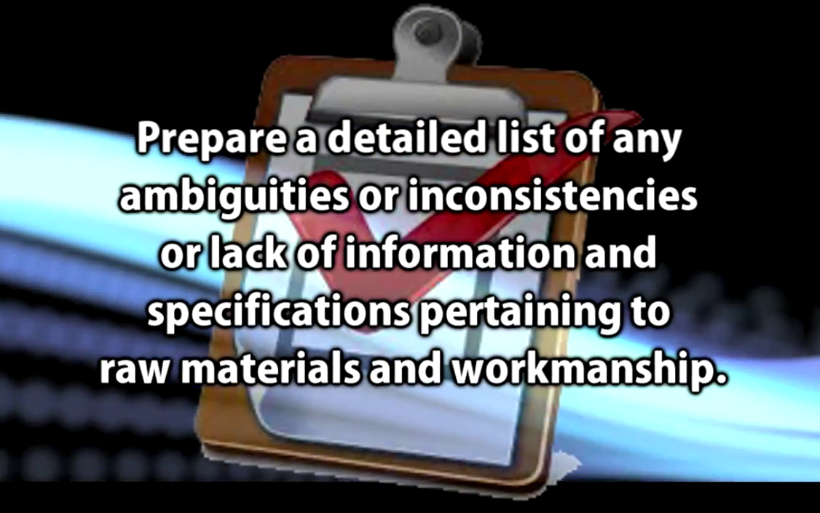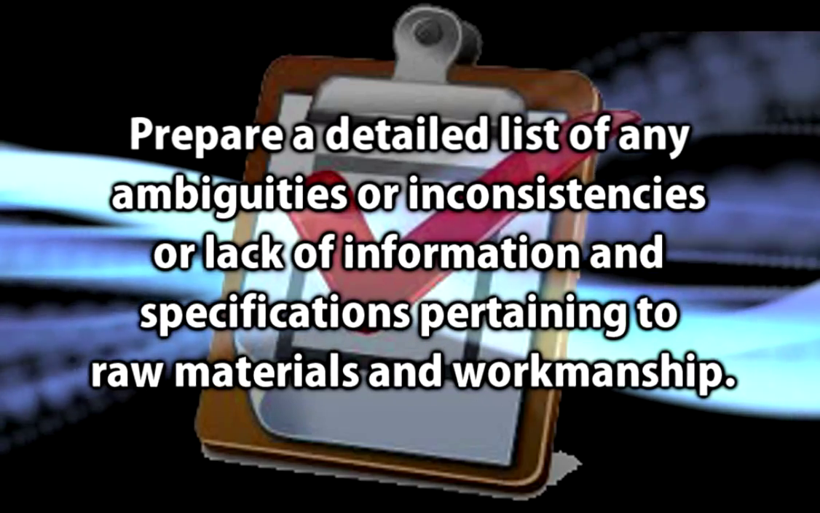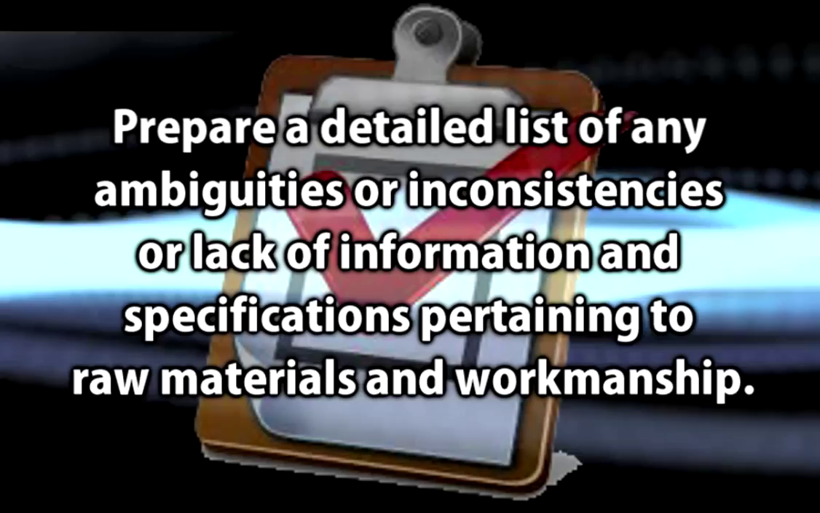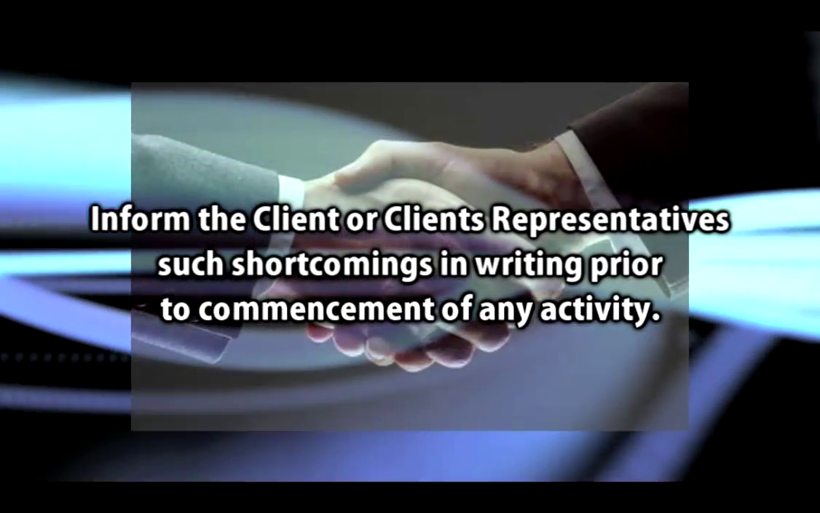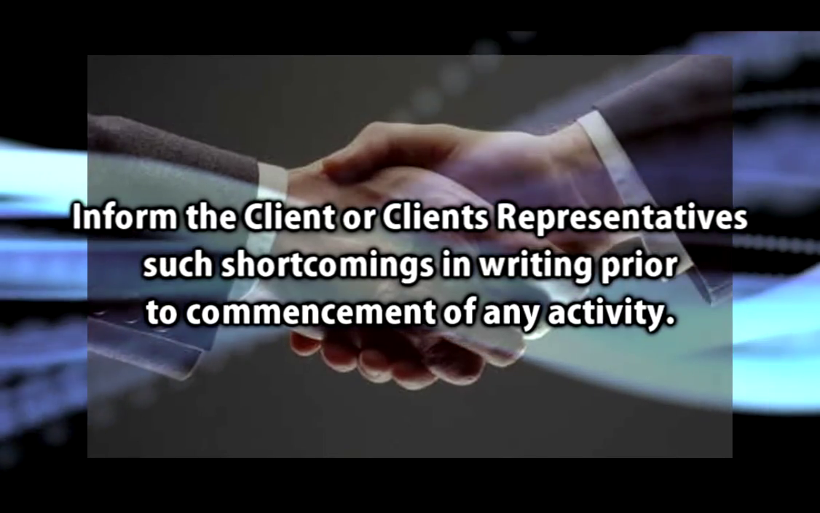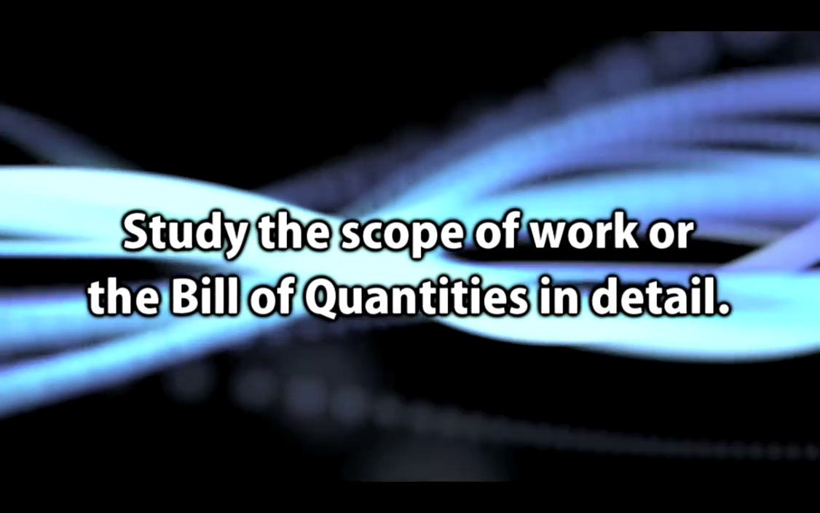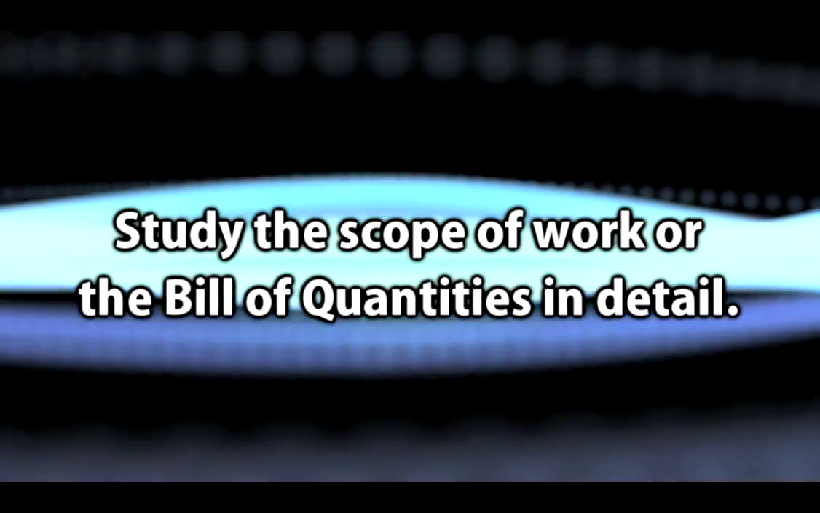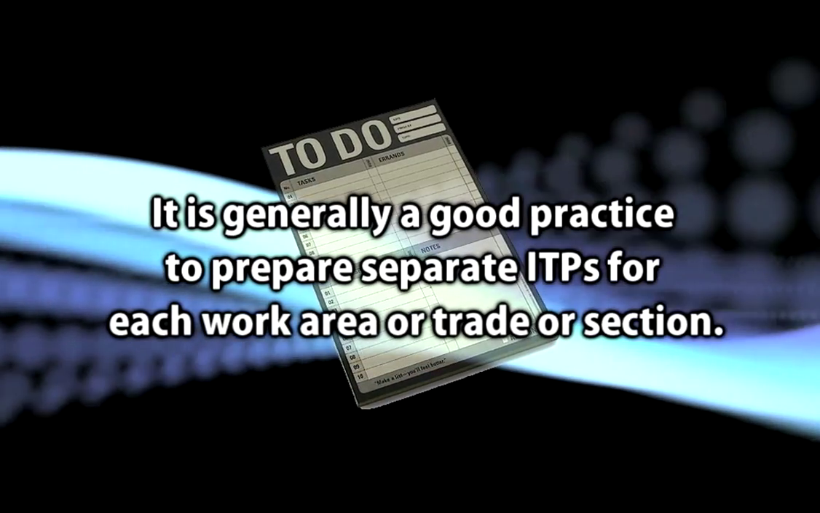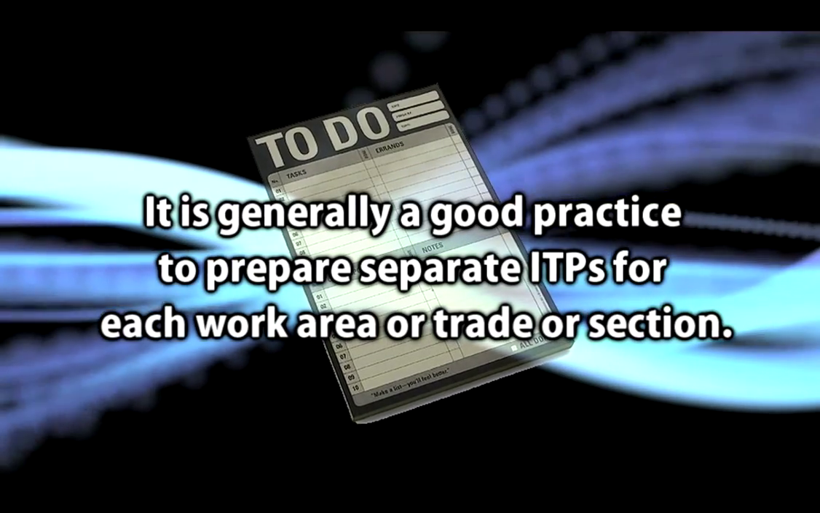Prepare a detailed list of any ambiguities or inconsistencies or lack of information and specifications pertaining to raw materials and workmanship. Inform the client or client's representatives such shortcomings in writing prior to the commencement of any activity. Study the scope of work or the bill quantities in detail. Later, prepare a list for areas that require an ITP. It is generally a good practice to prepare separate ITPs for each work area or trade or section.